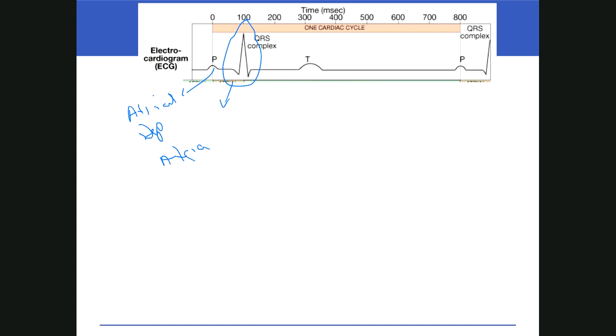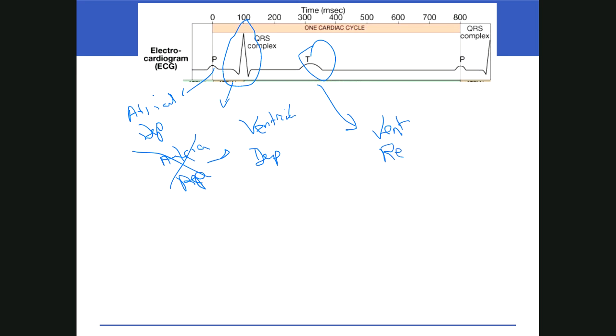They're repolarizing, but at the same time, we can't see this because something else is happening. The ventricles are what? They're depolarizing. And then what is the T wave? Everybody remember that? What happens with the ventricles there? Ventricles are repolarizing. And then look, there's this long pause.